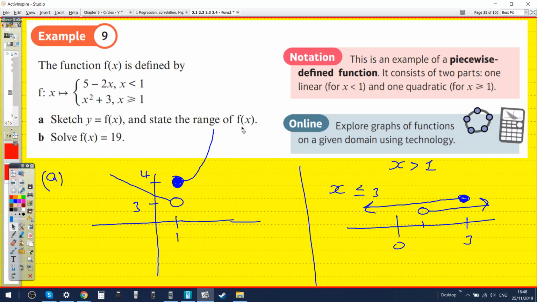State the range of the f of x. What is the range of the f of x? So would y have to be bigger than 3? Yes. So for the first part, the f of x is greater than 3. For the second part, the f of x or y is bigger than or equal to 4. And so overall it's greater than 3. And then how about part B? You have to solve that.